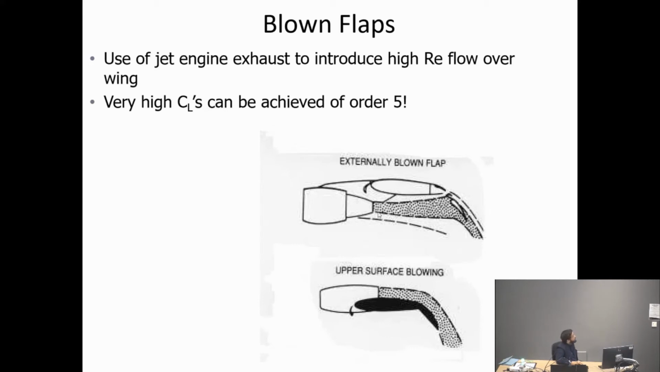Okay, it's not a very clear picture, but you can see this is the trailing edge flap, and you've got the exhaust flow from the engine, and we try to direct it to go over the trailing edge flap. That energizes the boundary layer of that flap, which allows it to deflect more, which gives you more camber and gives you more lift. Okay.